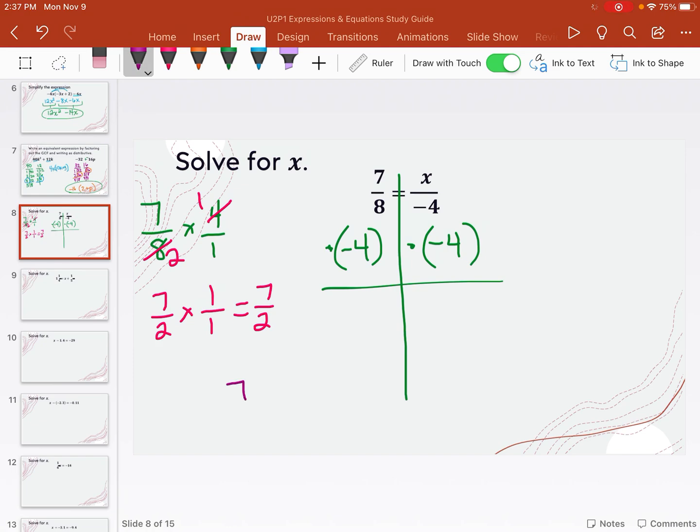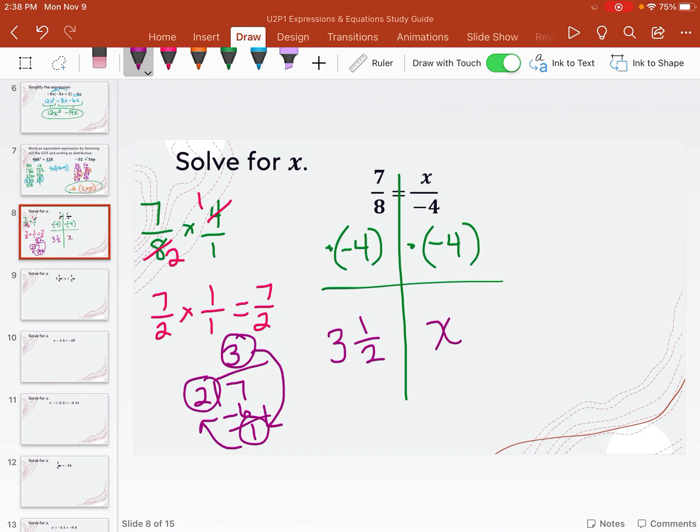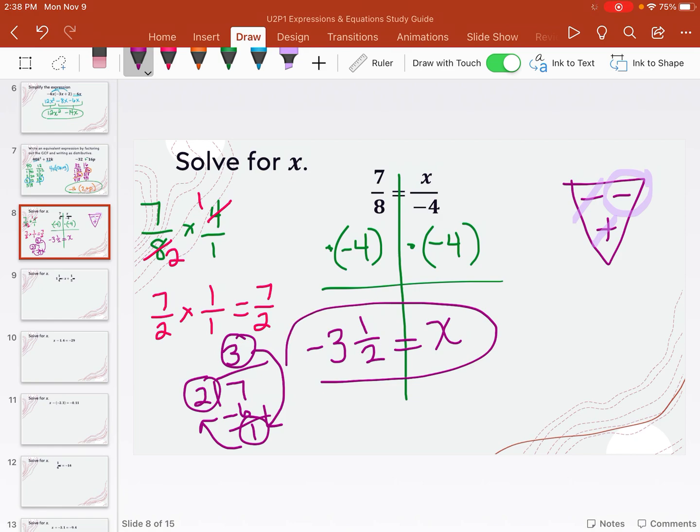So 7 divided by 2, right? Top dog in the house. 2 comes out of 7 3 times with 1 left over. So I'm getting 3 1/2. Remember, it goes around this way. And then I do still need to check my sleeping dog to see if my sign is correct. So negative, negative, positive. Let's see. It was a positive number times a negative number, which leaves me a negative answer. So this is really -3 1/2 equals x.